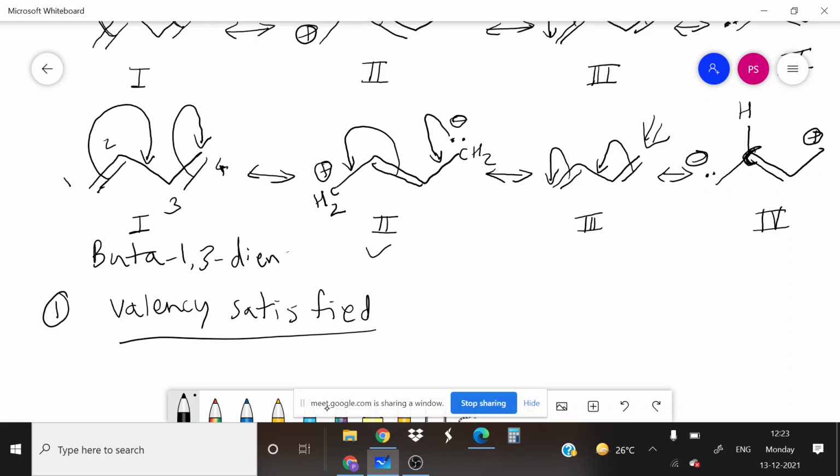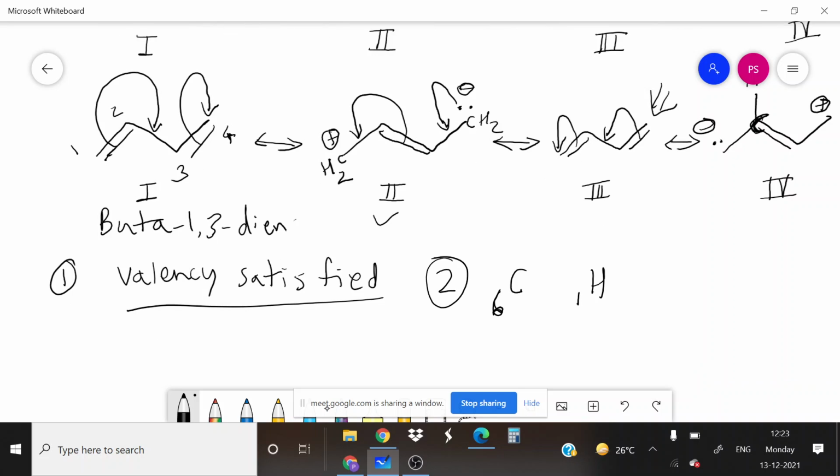So valency must be satisfied. This is the first rule. Okay, now second rule, the position of all the nuclei. Okay, now which types of nuclei are present here? Carbon nuclei, carbon 6 and hydrogen. Okay, so all nuclei, the positions of all atoms should be fixed.